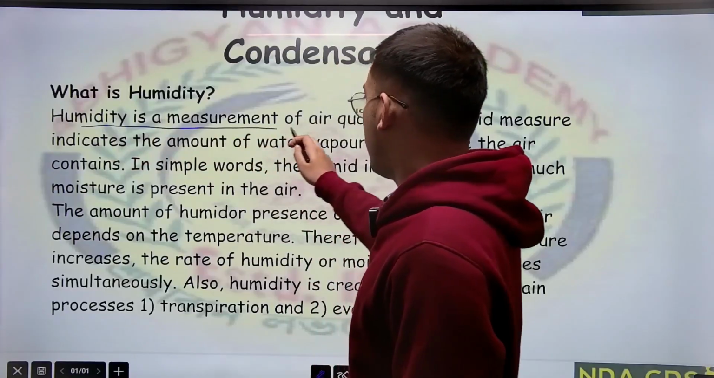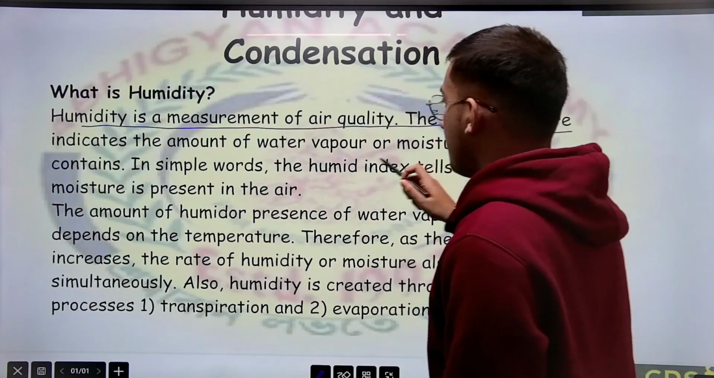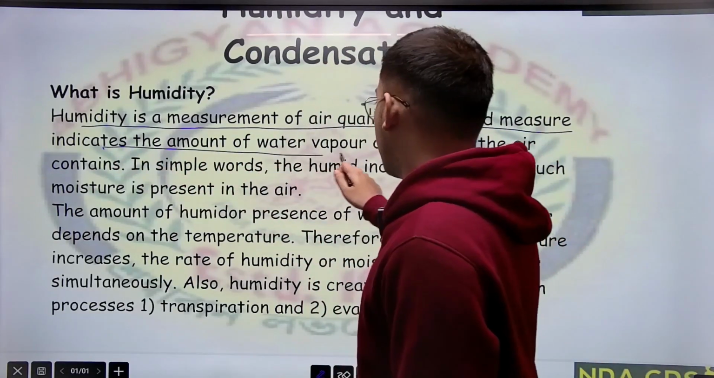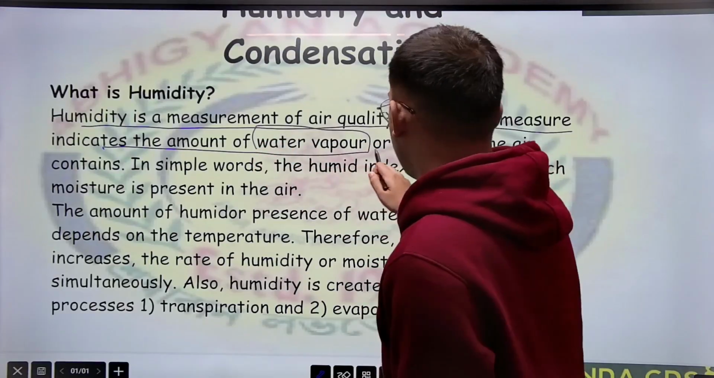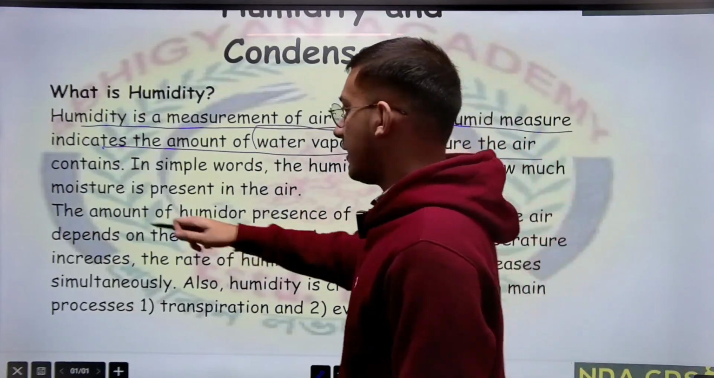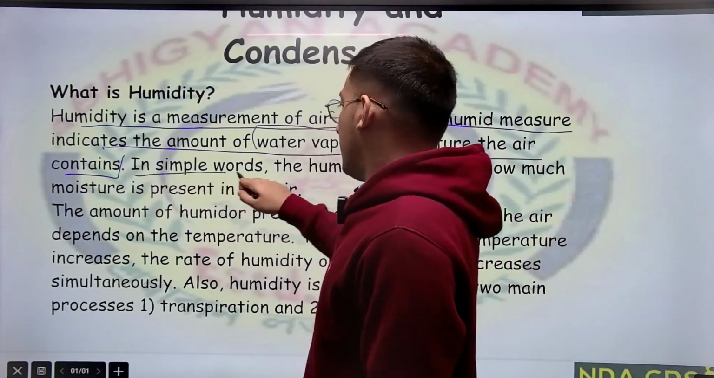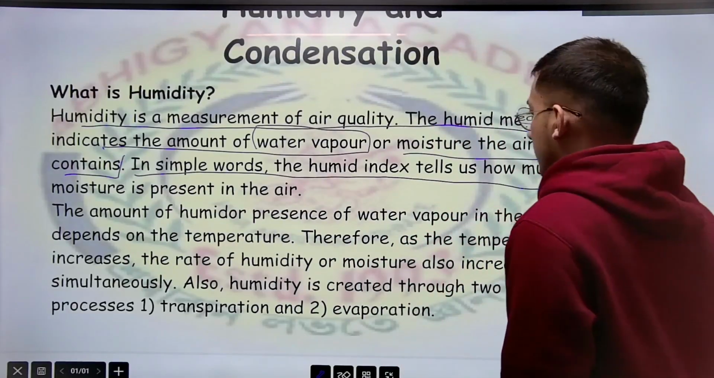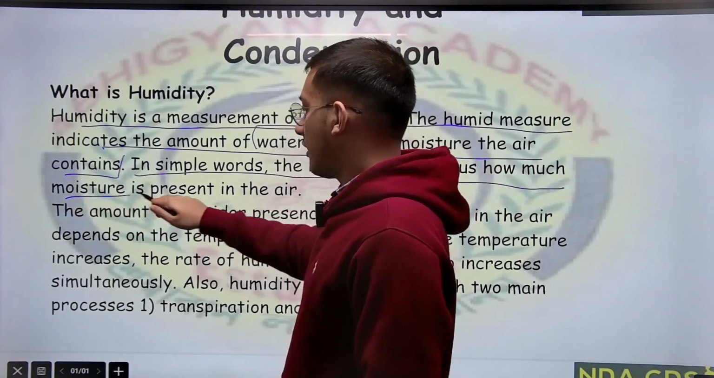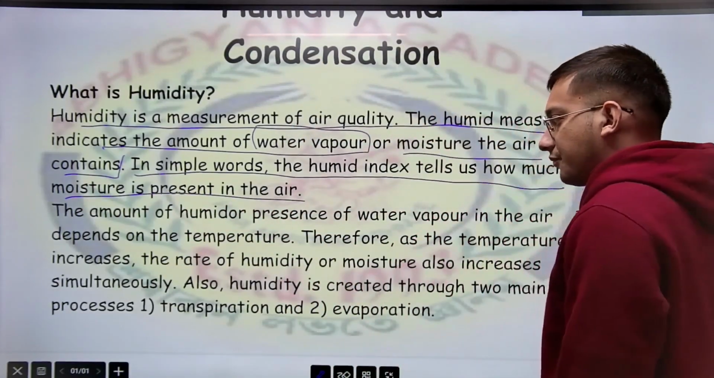Humidity is a measurement of air quality. The humidity measure indicates the amount of water vapor. As I said, it is the amount of water vapor or moisture the air contains. In simple words, the humidity index tells us how much moisture is present in the air, right?